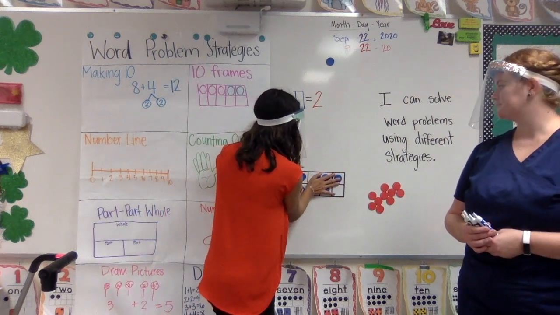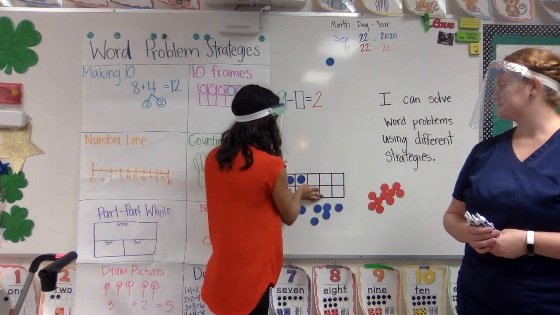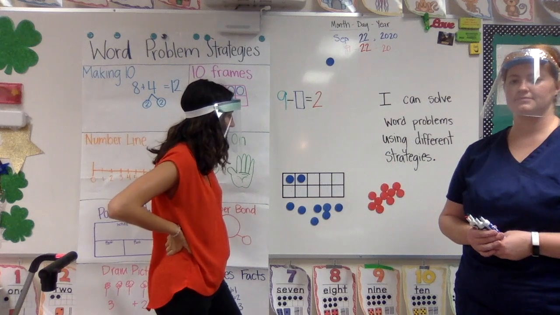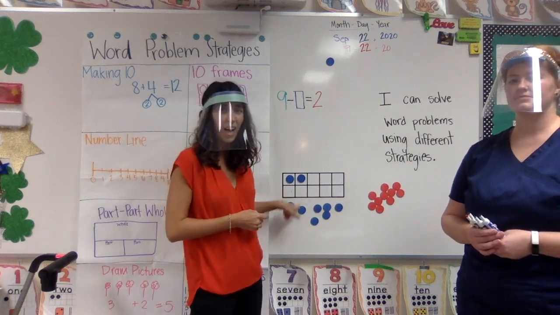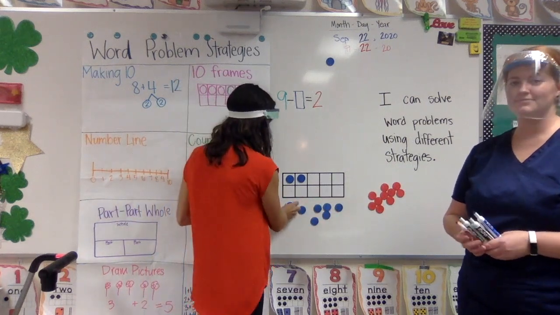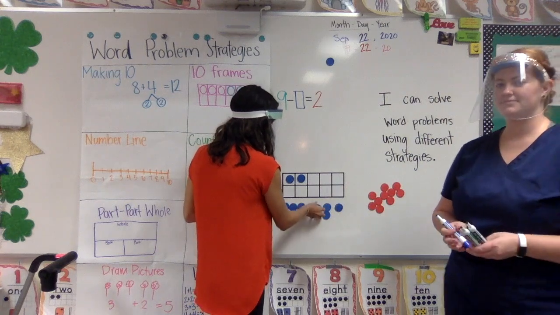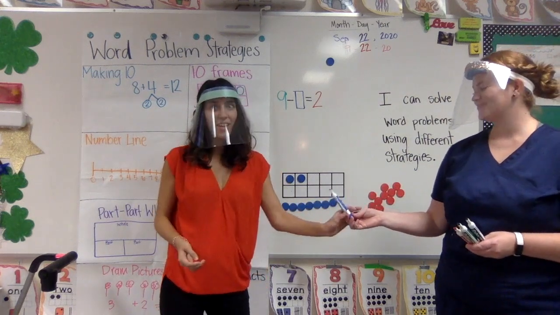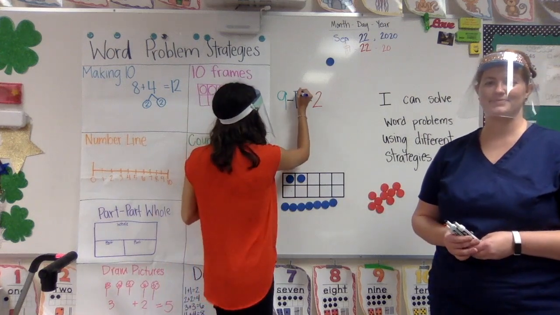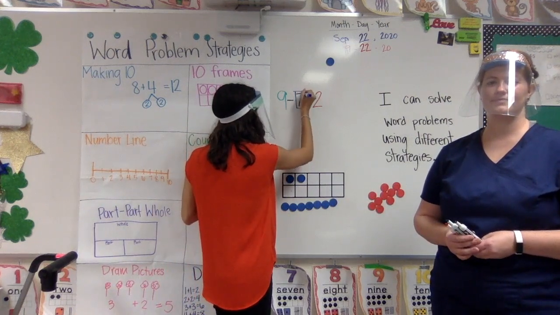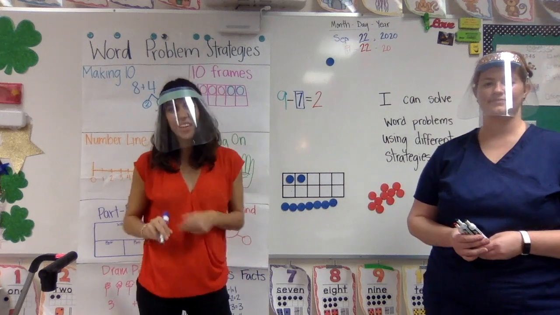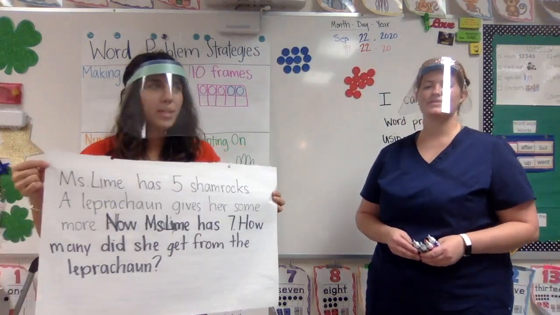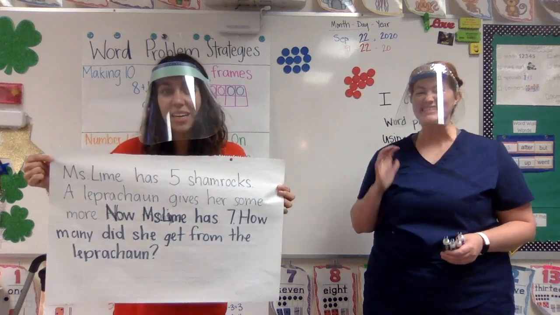So I'm going to take all of my 10 frames away except for 2 because these are my 2 Band-Aids that's left. And then I'm going to count how many I took away. So let's see. I took away 1, 2, 3, 4, 5, 6, 7 Band-Aids away. So my change in my problem was 7 Band-Aids.